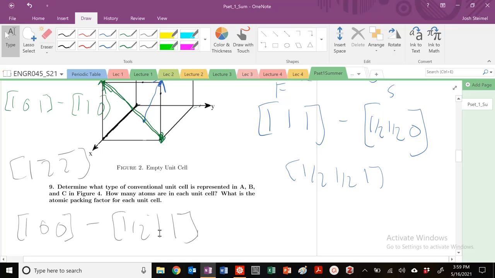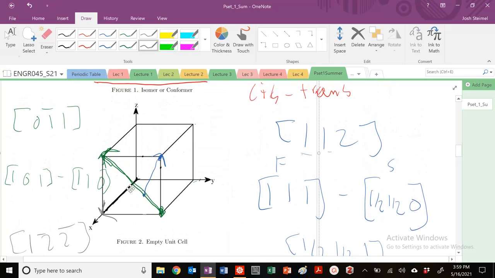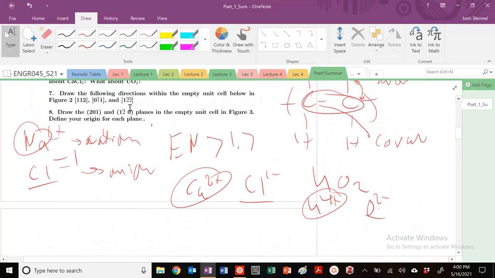So my finish is going to be here, and then my start will be a half and then 1, 1. So from here to here. There we go. Those are my directions.